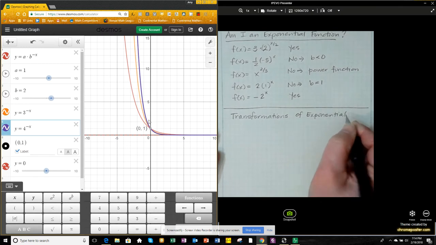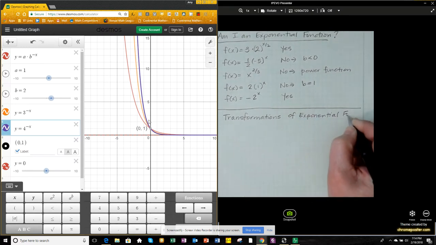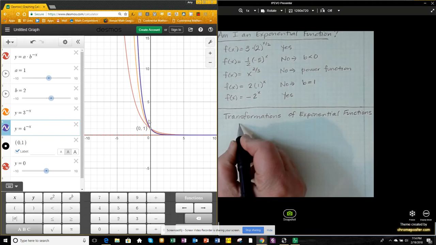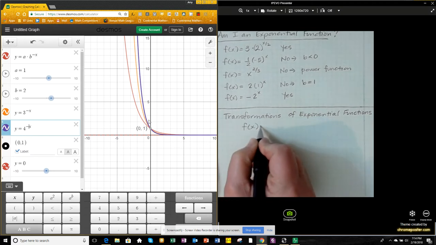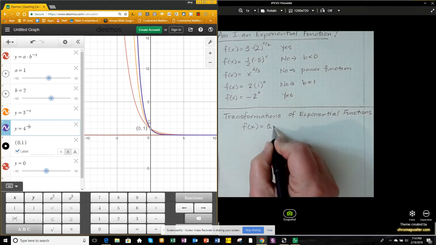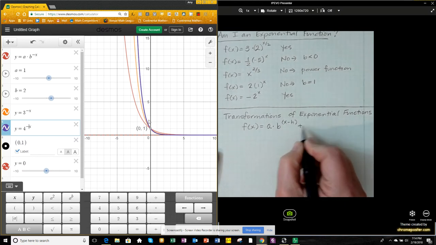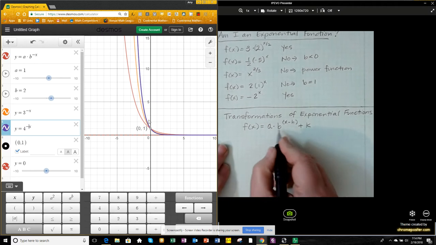The good news is I think these are pretty easy to graph. Famous last words, right? So I'm going to do the generic with all the transformations in here. So it's going to be a times b to the x minus h plus k. All right? And we're going to label what these things are.